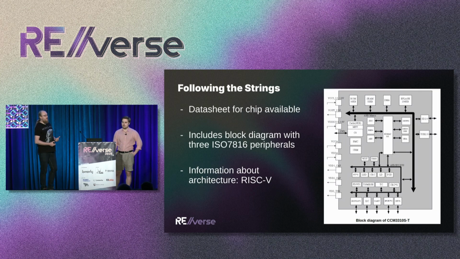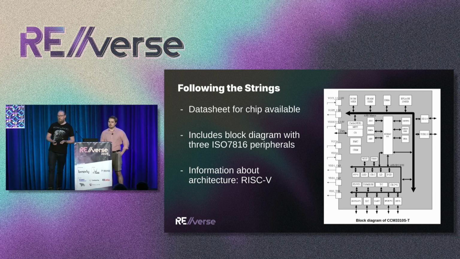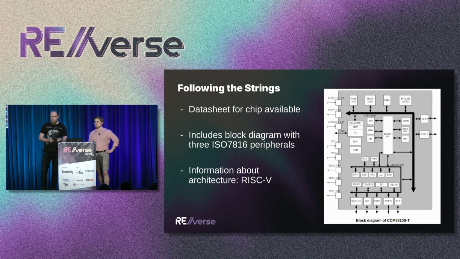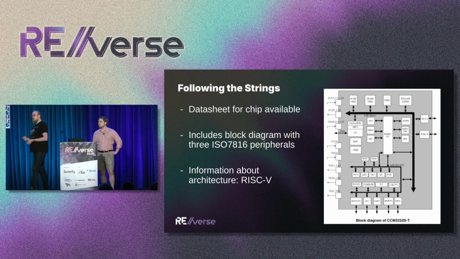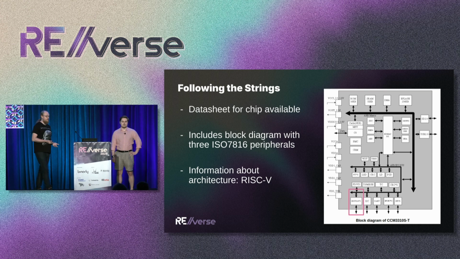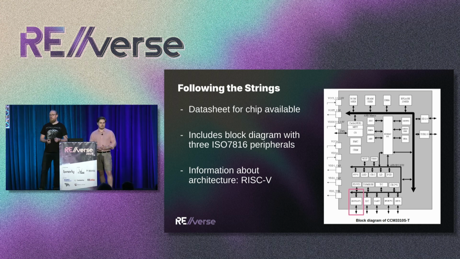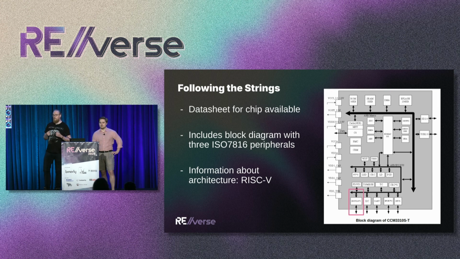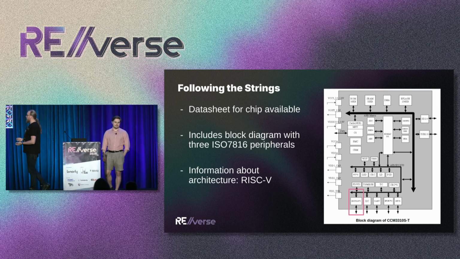Following the strings, we found a data sheet, right? We saw CCM3310ST, Googling led to a data sheet, which is also really interesting because it includes this block diagram, and on there it shows 3 ISO 7816 peripherals. So it's definitely something which has multiple peripherals to interact with smart cards, which seems to be like the perfect basis to implement an interposer.